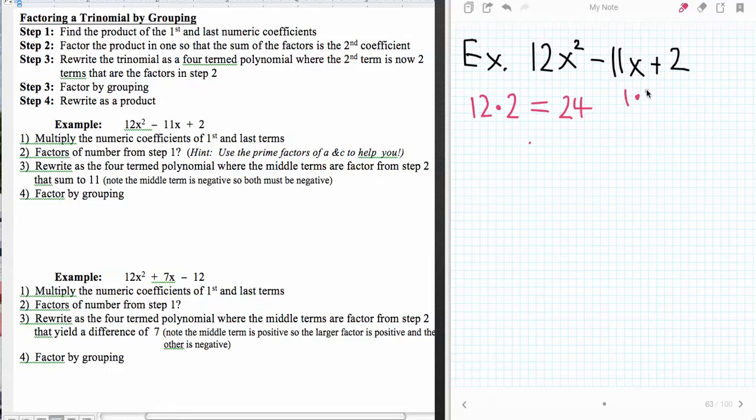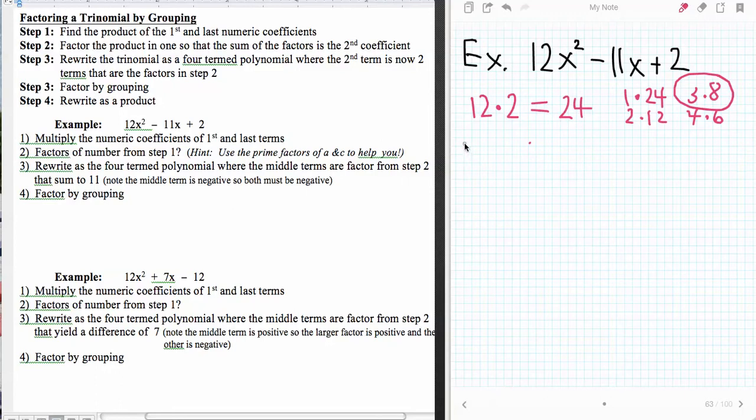So we have 1 and 24, and we have 2 and 12, and we have 3 and 8, and we have 4 and 6. And now we found all the factors. Now, just like when we were factoring trinomials with the leading coefficient that was 1, we're going to look to the sign here to find whether we need a sum or a difference. So we need a sum, and we need that sum to be the middle term, 11. So we're going to use the factors 3 and 8.